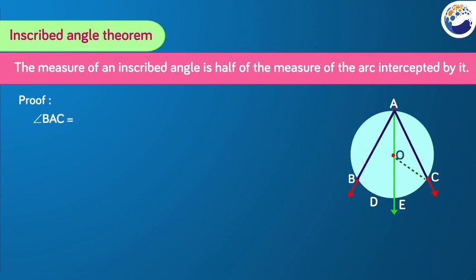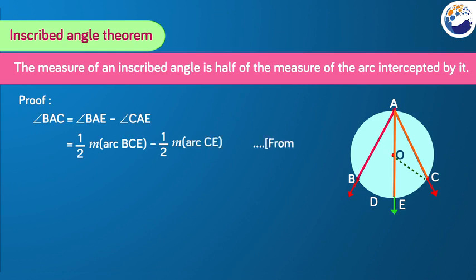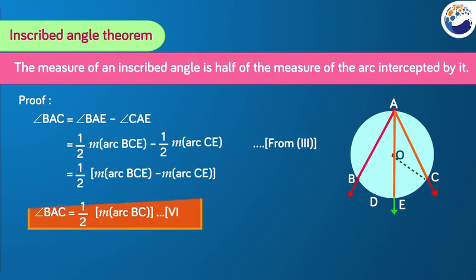Angle BAC is equal to angle BAE minus angle CAE, which is equal to half the measure of arc BCE minus half the measure of arc CE from equation 3, which is equal to half of the measure of arc BCE minus the measure of arc CE. Angle BAC is equal to half the measure of arc BC. Equation 6.